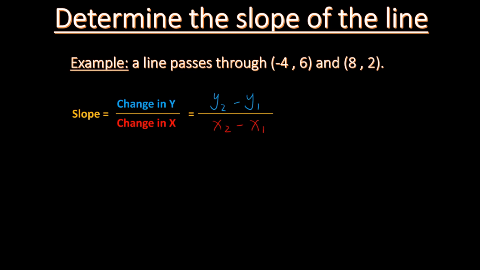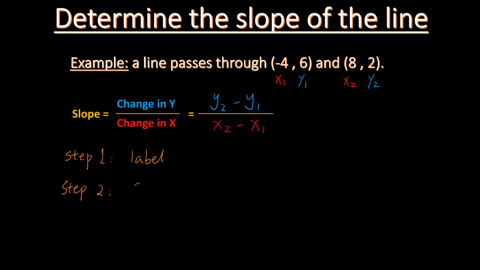Let's look at this example. A line passes through 2 points, negative 4, 6 and 8, 2. We know the slope formula is change in y over change in x, which is y2 minus y1 over x2 minus x1. So step 1, we need to label. We need to label which is x1, which is x2, and y1, y2.